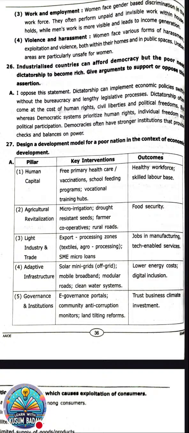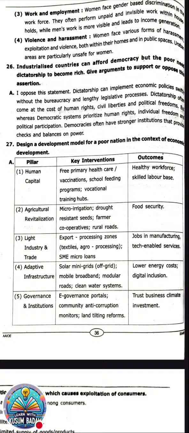The next one, agriculture revitalization, that is micro irrigation and drought resistant seeds. Micro irrigation is where the water does not get lost. If you remember in 7th standard, there was the sprinkler method and different irrigation methods where they reduce the wastage of water. That comes under micro irrigation.